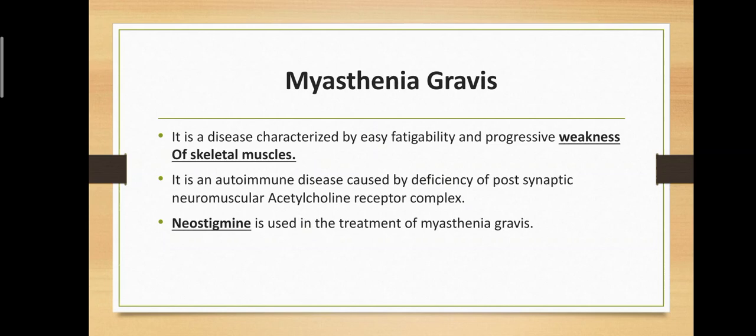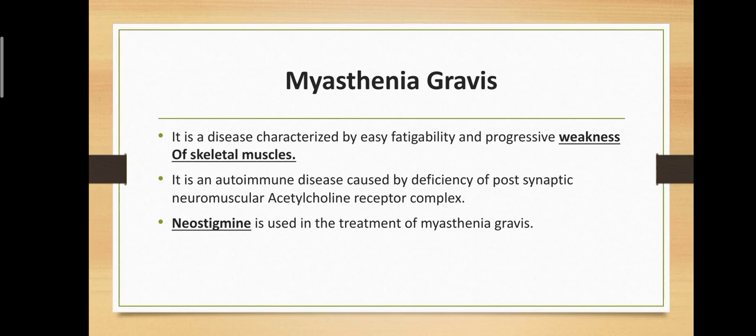Myasthenia gravis. What is myasthenia gravis? Sometimes this question is asked in the question paper: write a short note on myasthenia gravis. It is a disease characterized by easy fatigability and progressive weakness of skeletal muscles. Generally, remember that myasthenia gravis means weakness of skeletal muscles.